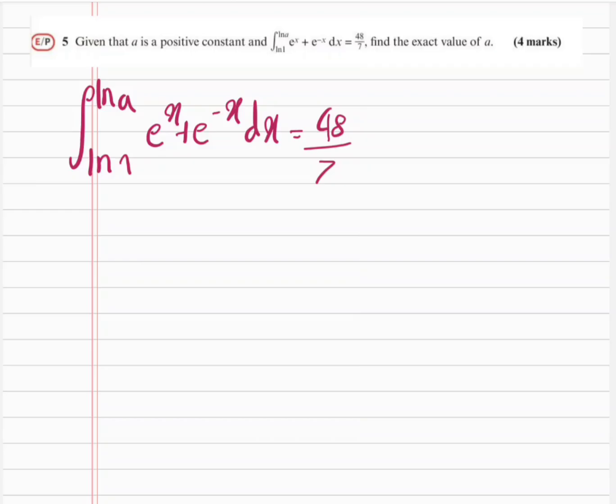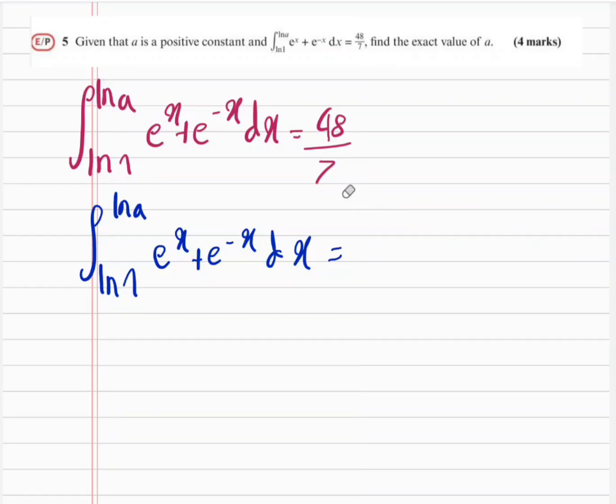So we first need to integrate the left-hand side, and then we can set that expression equal to the right-hand side to find the value of a by solving that equation. So let's integrate e to the x plus e to the minus x with respect to x. The first thing is to remember that e to the x integrates to e to the x, and e to the minus x, you should be very careful.